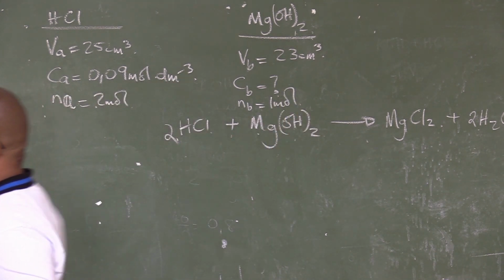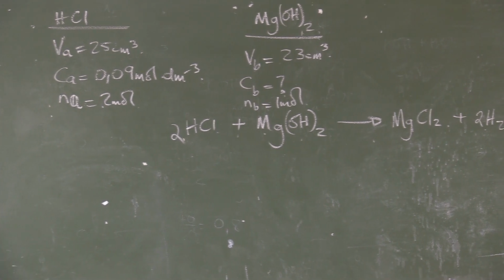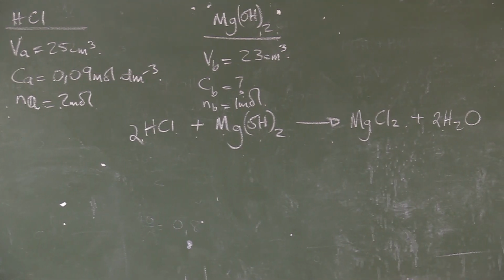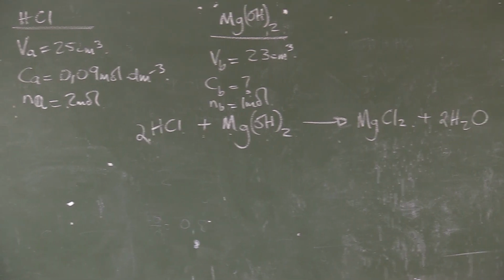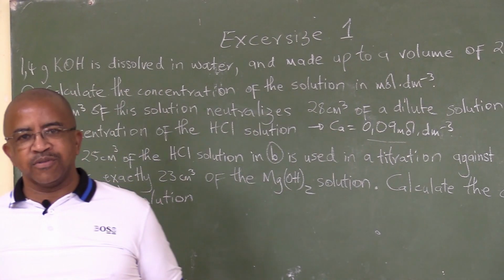Number of moles of the acid is 2 moles. Number of moles of the base is 1 mole.